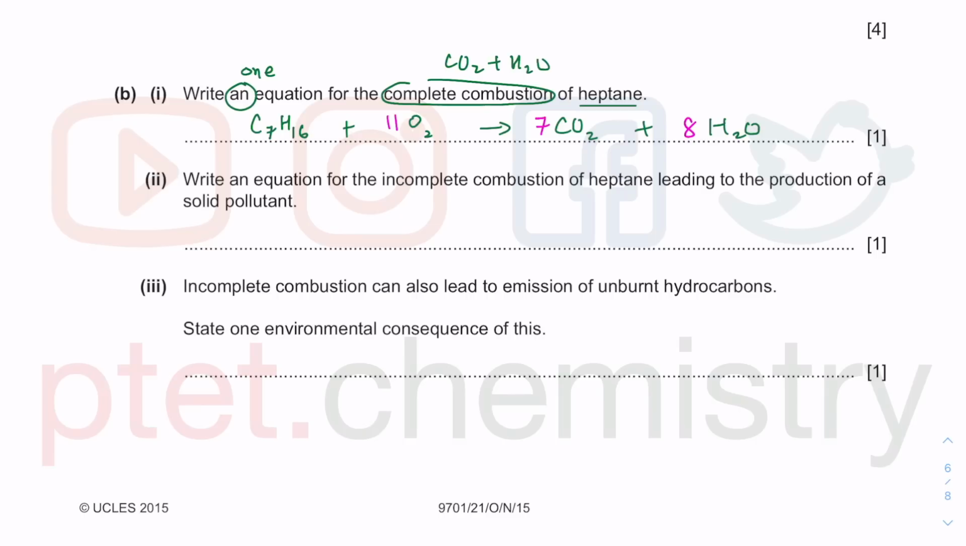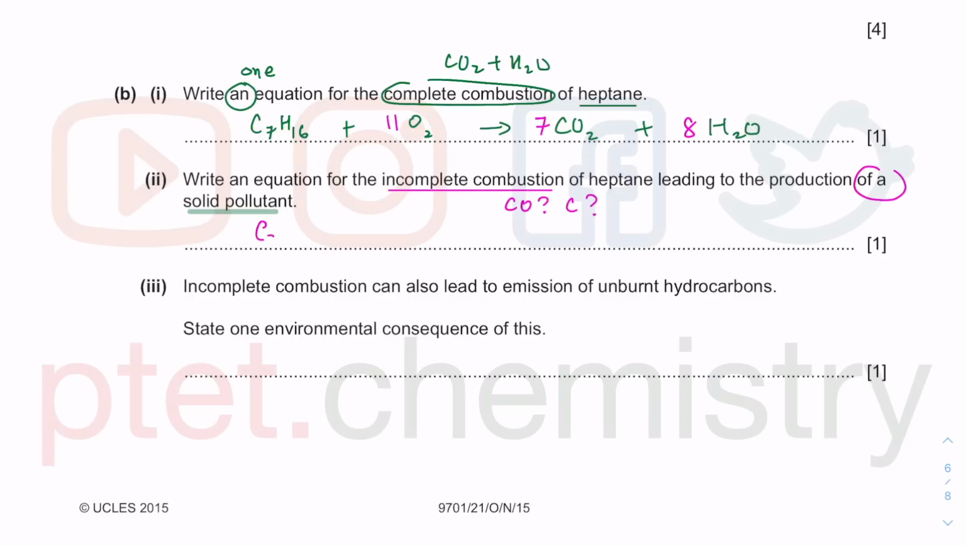Now part 2, you want incomplete combustion. Incomplete combustion could give you multiple products. They could give you carbon monoxide. They could give you carbon soot as this black solid. But then they want specifically a solid pollutant. A solid pollutant. So you're looking at the formation of carbon. But you could also produce carbon dioxide or carbon monoxide.